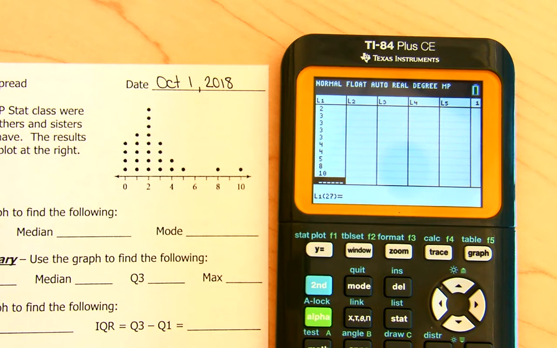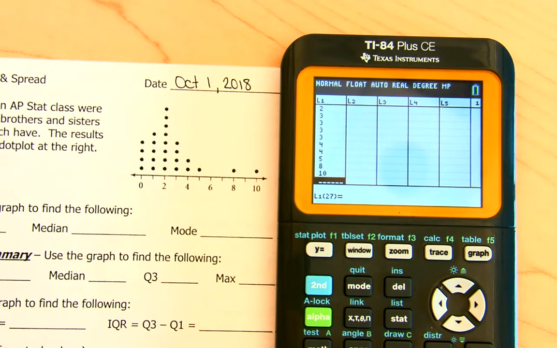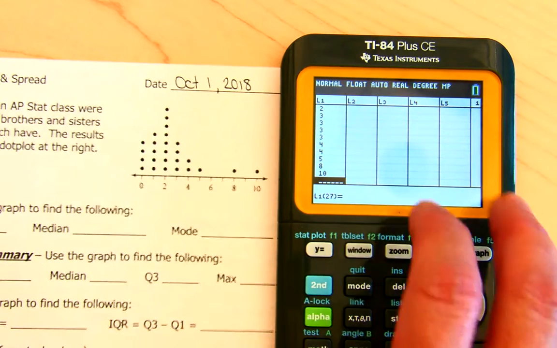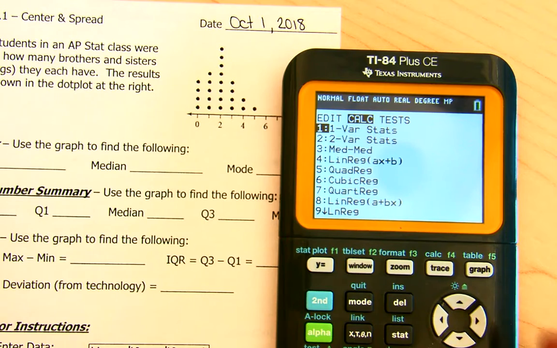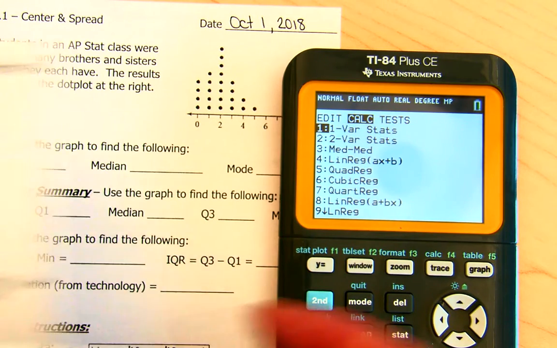Once I have entered those, the calculator will find these values for me. A lot of this stuff that we're going to be looking at on here, the calculator will do for you. So the way I get to that is I go back to stat, over to calculate. This is what we had written in here.